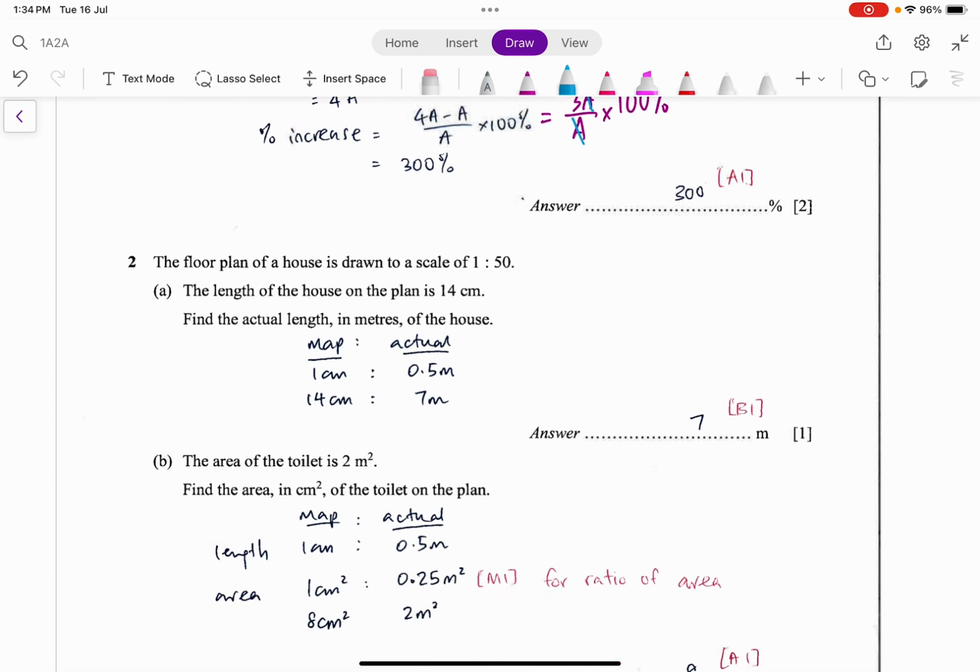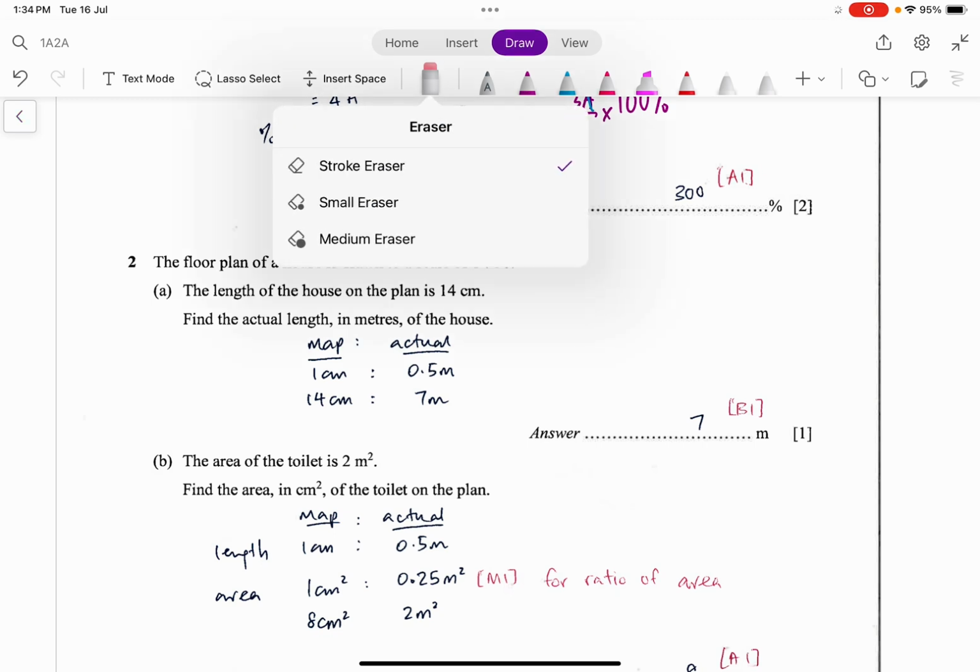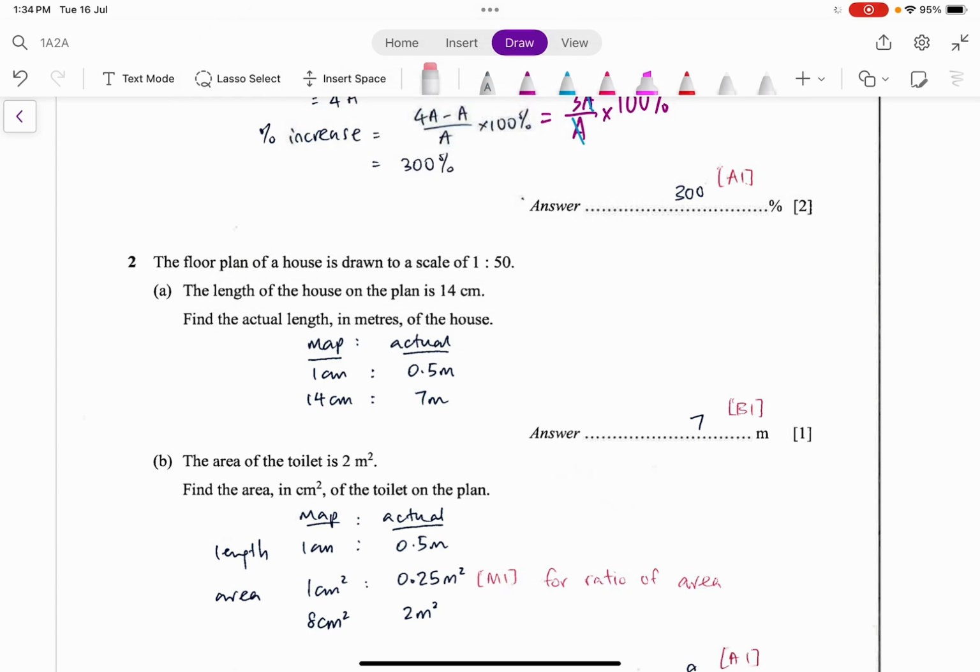Next one, maps and scale. Yes, of course, this is also tested, right? If they give a scale of 1:50, do you still remember how to do it or not? 1:50, this 1 represents map. The distance on map is to the actual distance. So map is to actual, it's always map is to actual, not the other way around. So 1 cm is to 50 cm.